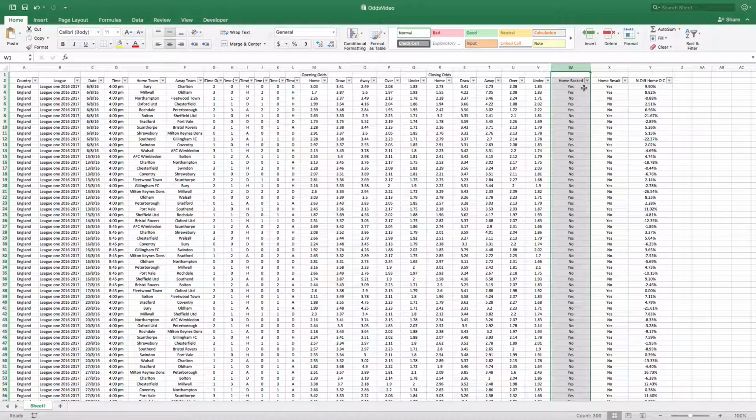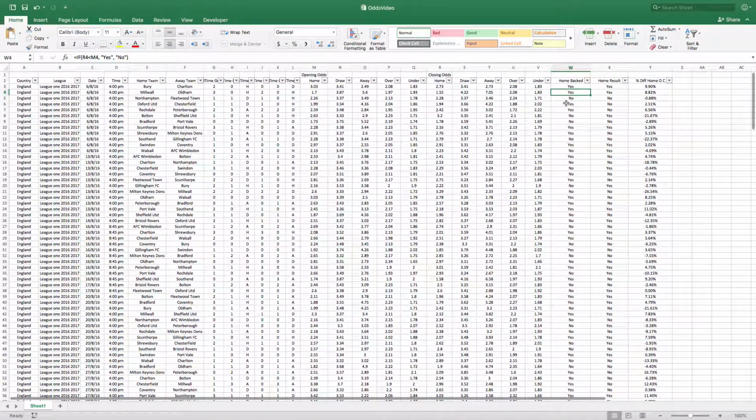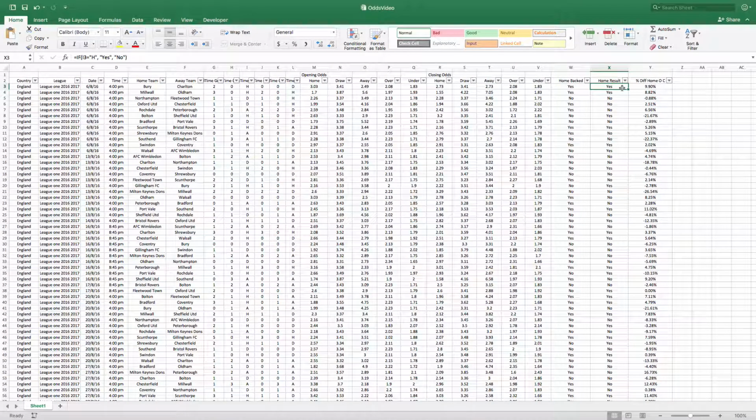It's looking at whether the home team was a market mover or not. So if the home team was backed, and it's a simple if rule, and we're looking to see if the opening odds were greater or less than the closing odds. If the opening odds were greater than, then it's a mover. And you can see that we've filled that all the way down for every fixture. I've added a second column to see if the home team won or not. So if we see two yeses, that means that the home team won and they were backed.